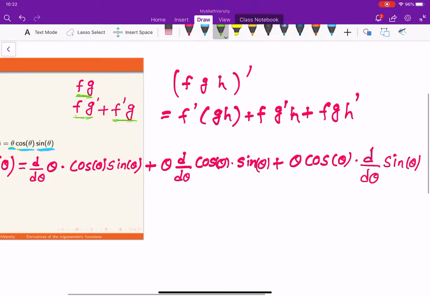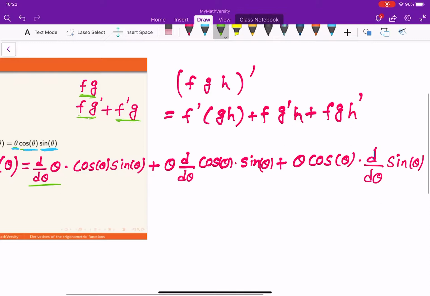So you might have noticed each time over here we are just differentiating the theta, here we are differentiating the cosine theta, and on the last term we are just differentiating the sine theta, because we have three functions here whose product was the given function. So each time we are differentiating one of the functions, right? Okay, this is done. That's the product rule.